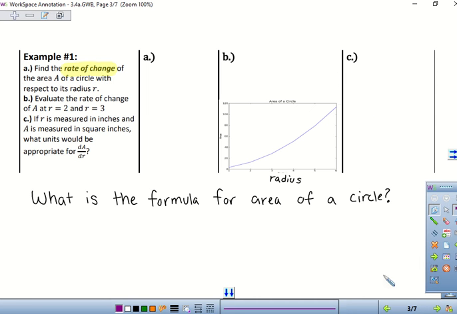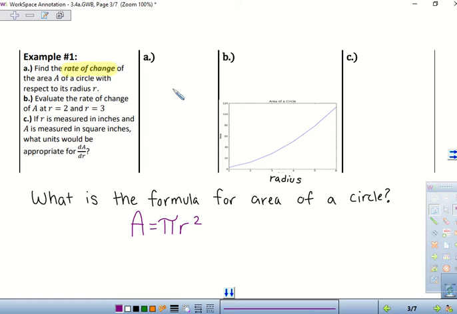Okay, so find the rate of change of the area of a circle with respect to its radius. So in order to come up with the rate of change for this, we need to at least identify what that formula is to begin with, right? So what would be the formula for area of a circle? Pi r squared, very good. So that's area of a circle.